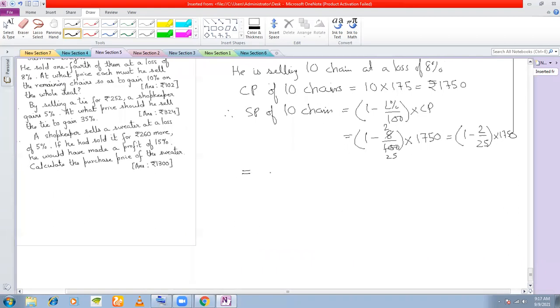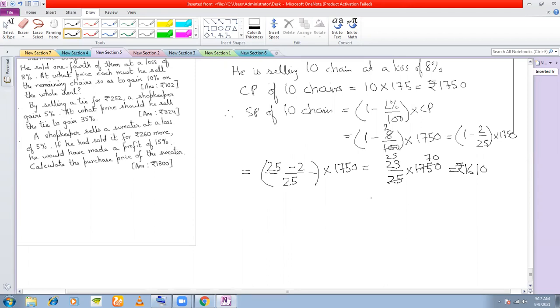Okay, so you get here, if you take the LCM, you get 23 by 25 into 1,750. So you can now cancel this to get 70. So this is 1,610, right? Sir, I do loss on 10 chairs is equal to 8 by 100 into 1750.